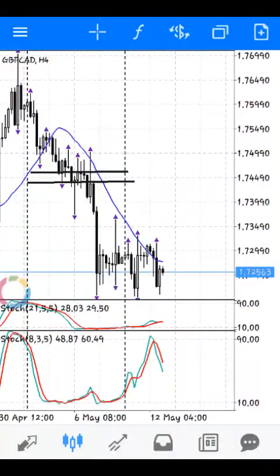So the main reason why I have this stochastic on my chart is for divergence purposes, nothing more, nothing less. I'm not concerned about oversold or overbought. I'm just looking for divergence. So now, like I said, there are two types of divergence. We have the regular divergence and the hidden divergence.